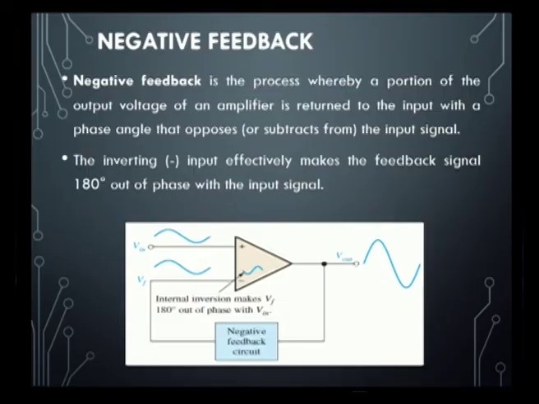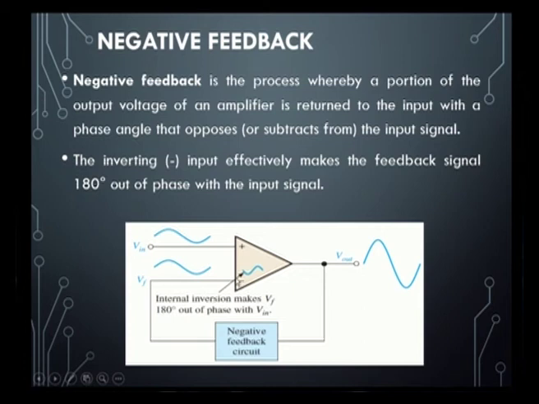And so, let us see how we are going to deal with it. Negative feedback is a process where we connect a portion of the output to the input terminal, and it has a phase angle that opposes the input signal. The portion of the output has to be fed back to the input, with a phase angle that opposes the input.